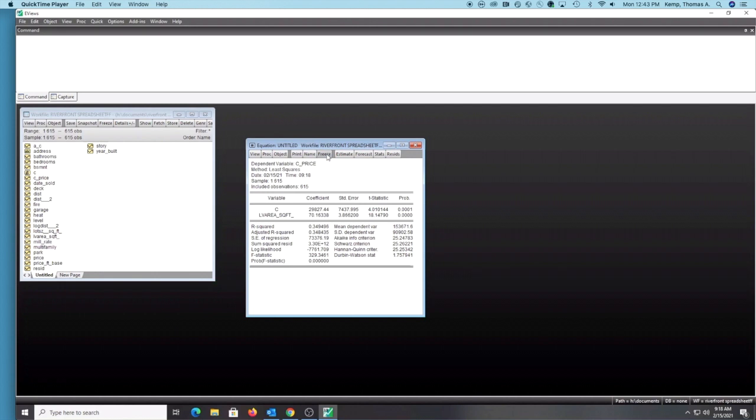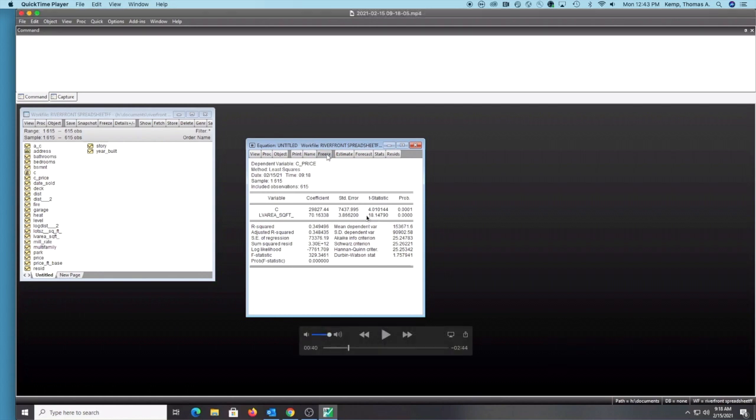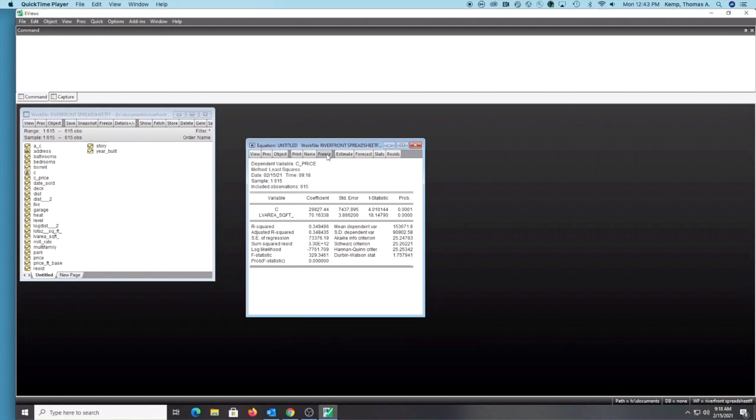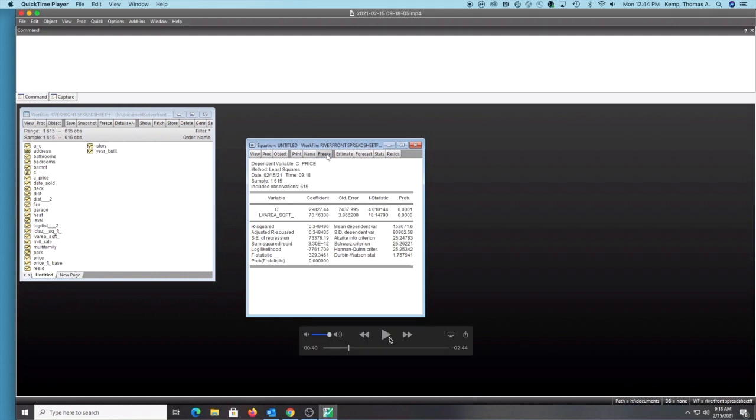Now the R squared and adjusted R squared are very poor on this. We'll come back to that. The T statistic here, this 18.14, is telling us that this is a significant relationship. In other words, living area has a statistically significant impact on home prices, according to our model, right? Okay, so let's keep going.